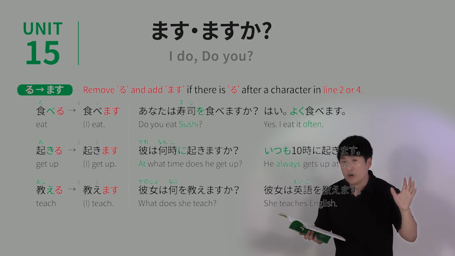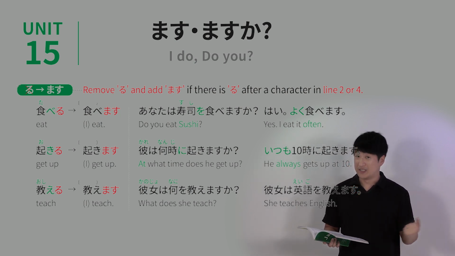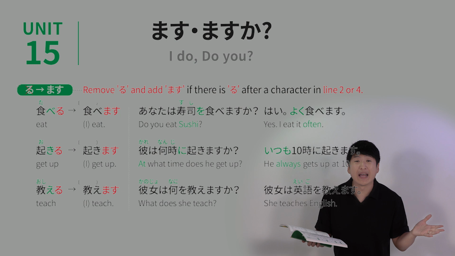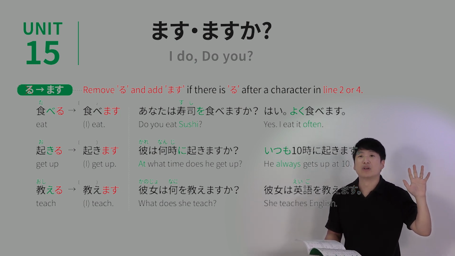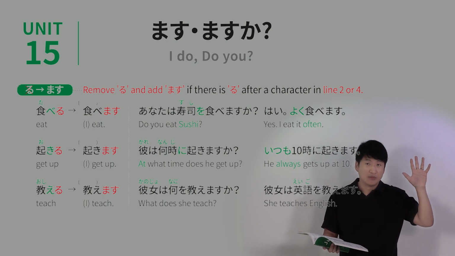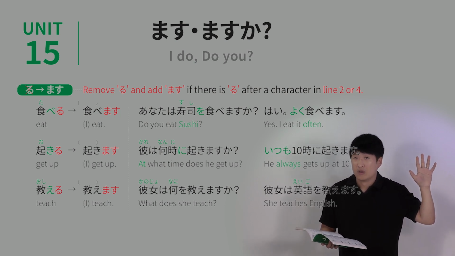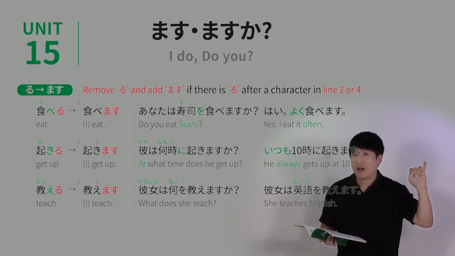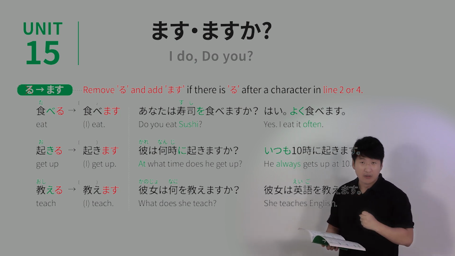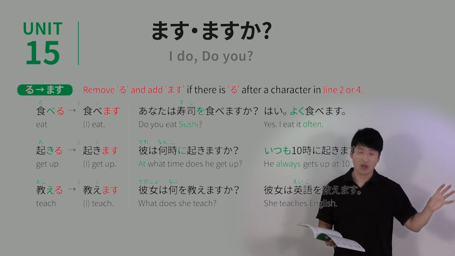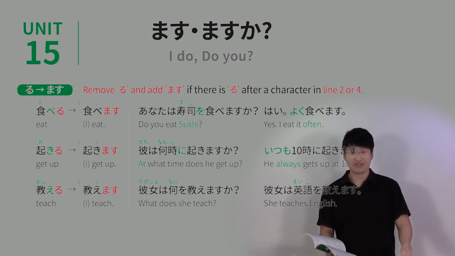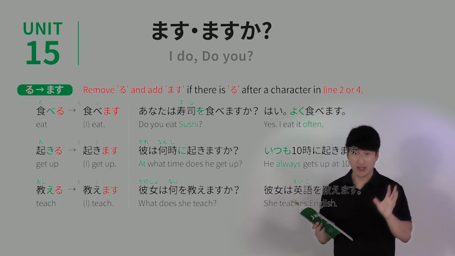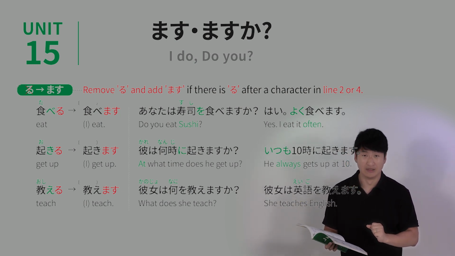All right, next one. 教える, which means teach. Then count what? Right before る. We have to count え, right? So use your fingers. あ, い, う, え. Oh, this is line 4. So get rid of る and add ます. So 教えます. I teach, or she teaches, he teaches, they teach, right? This is how you conjugate, how you use masu.